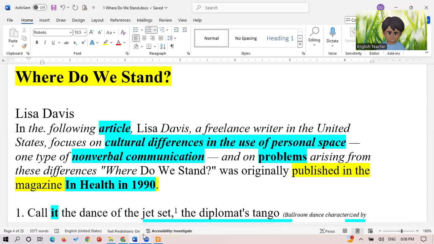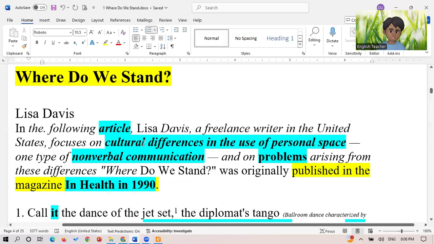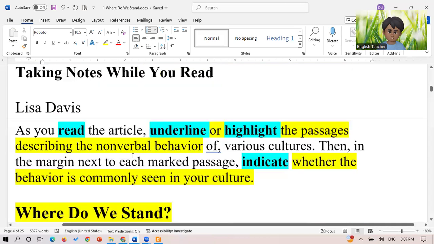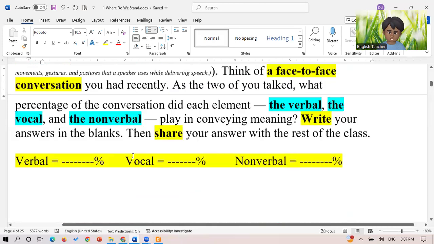So the context of this essay, Where Do We Stand, is communication. More minutely, the context of this essay is non-verbal communication. More exactly, the context of this essay is how people use personal space while they have conversations in public places.